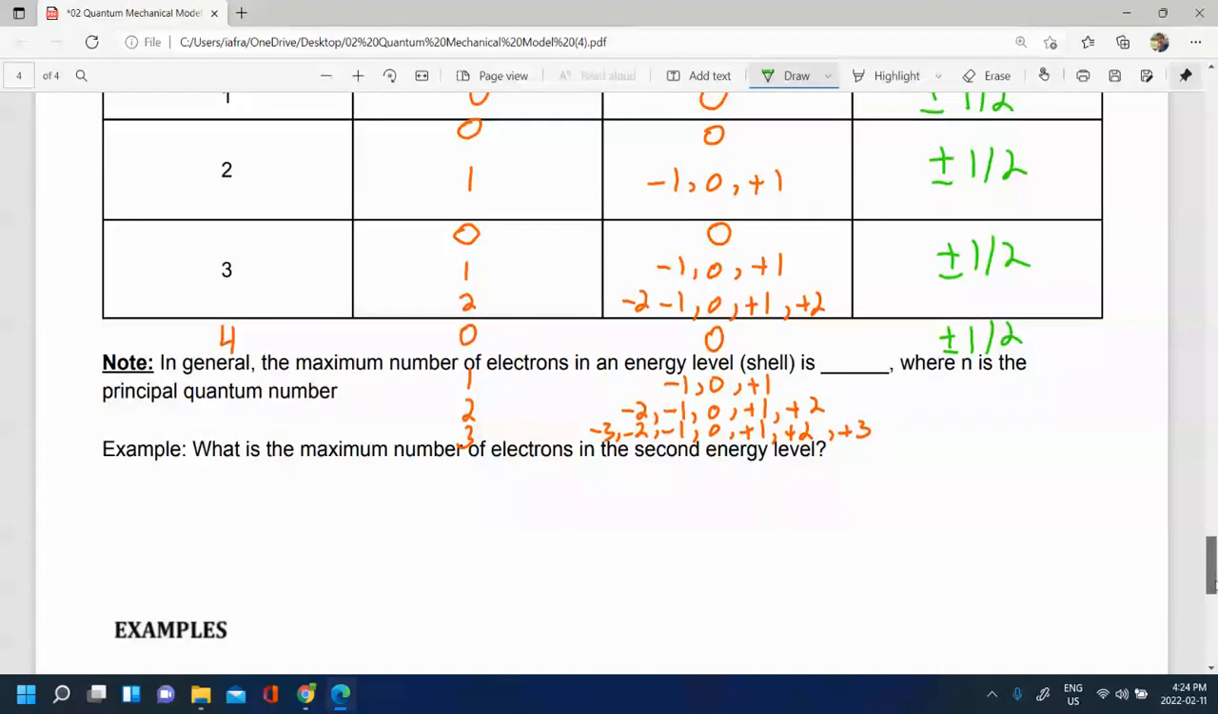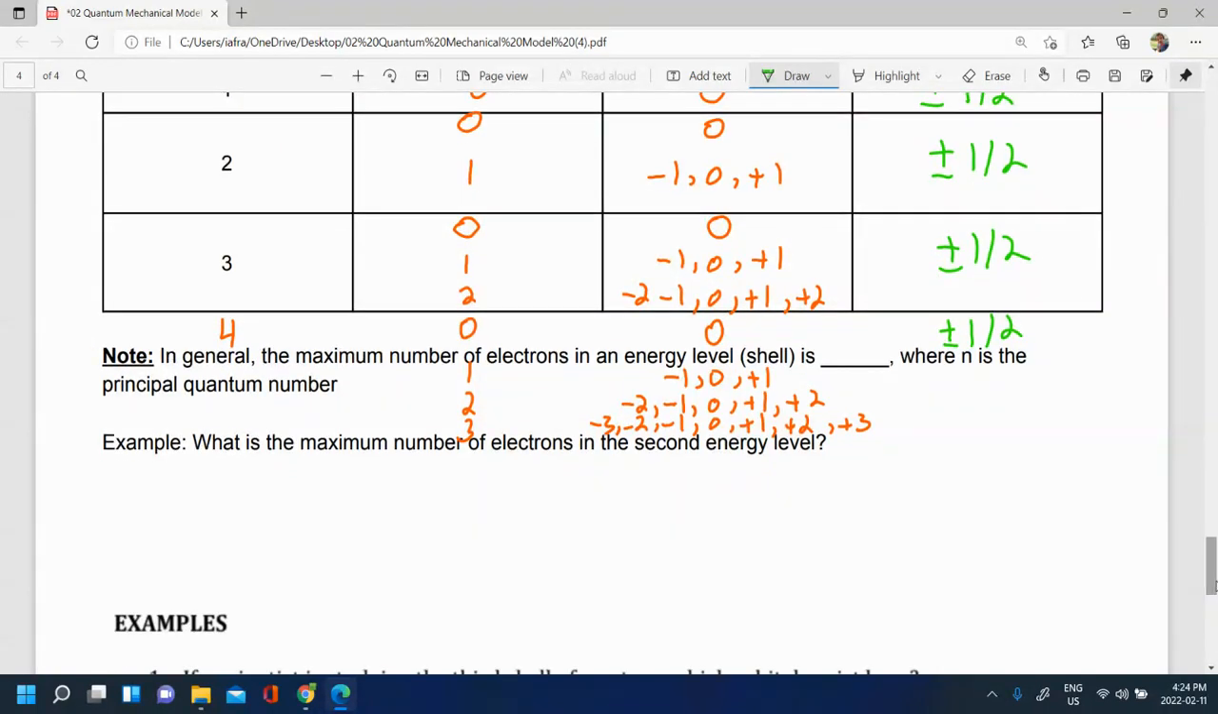So to finish off, this is just a little reminder about the maximum number of electrons in a shell. Remember that the maximum number of electrons in an energy level or shell is going to be 2n squared. And now we know that this n over here really represents the principal quantum number, the shell number that you're in. So you can apply this formula to questions like the one over here. What is the maximum number of electrons in the second energy level?